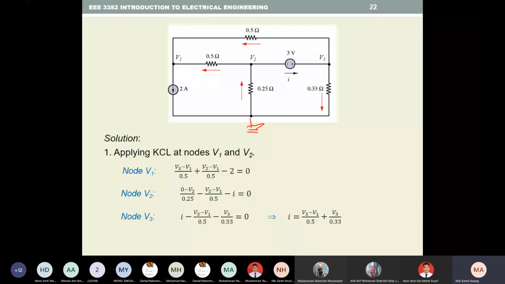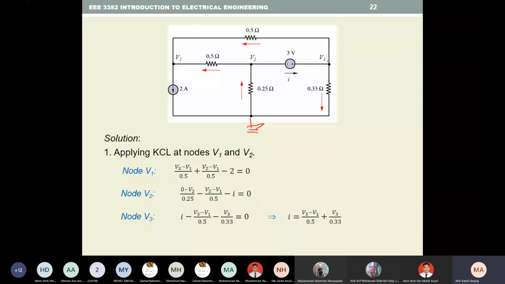So you have 0 minus V2 divided by 0.25 here. And you have V2 minus V1 divided by 0.5 and minus I. This is what we want, I equal to 0. This is at node 2.